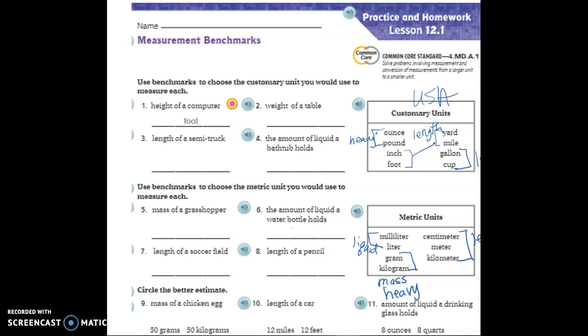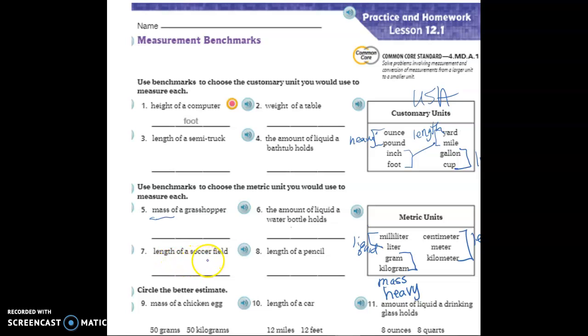All right. Number 1, height of a computer, foot. Number 2, weight of a table. Number 3, length of a semi-truck. Number 4, the amount of liquid a bathtub holds. Use the metric measure that you need. Number 5, mass of a grasshopper. Remember, mass is how heavy. The amount of liquid a water bottle holds. If I'm going too fast, go ahead and pause. You may rewind if you need to.